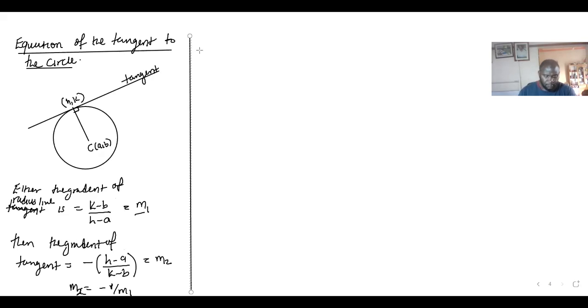Therefore, another condition here is to say since the gradient of the tangent is now known. Yes, please.